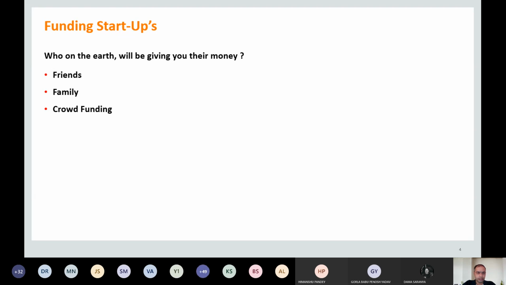You need money. So who on this earth will be giving you their money? That's a big question. Either your family members, father, mother, or any relationship. They should be able to give you some money to start the business if they believe that you are really reliable and your idea is good. Then your friends may invest in you, considering your caliber. The next option could be going for crowdfunding. I will try to cover crowdfunding in the next class, but as of now, we are going to focus only on friends and families.